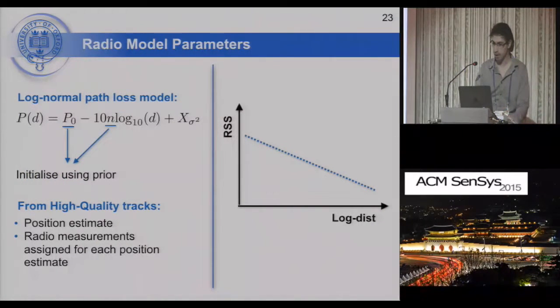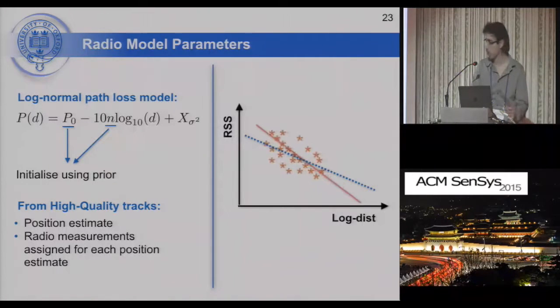Additionally, we can learn the radio model parameters. In our system, we are using the log normal path loss model to predict the RSSI in a specific location. It's a linear model. It has two parameters. We first initialize these parameters using prior knowledge, taking into account the environment. Then from high quality tracks, we can extract the position estimates and radio measurements that are assigned to each position estimate. Basically, we have a data set, and we can perform simple least square regression to refit this model, which happens periodically.